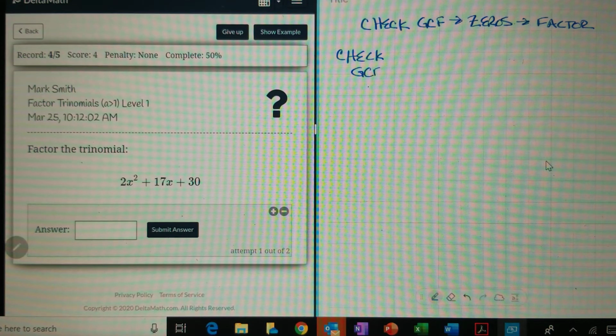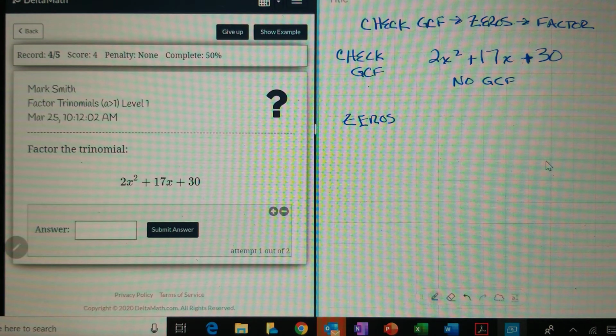So number 1, check GCF. We have 2x squared plus 17x plus 30. Is there a GCF in there? Is there some number that I can divide? Well, we'd have to be looking for a 2, and it doesn't look like 2 is going to be a GCF because 17 is an odd number. So I'm just going to write no GCF here, and I don't need to worry about that later. Okay, step 2 is find zeros. We're going to find zeros using technology. So our A is a 2, our B is a 17, and our C is a 30.